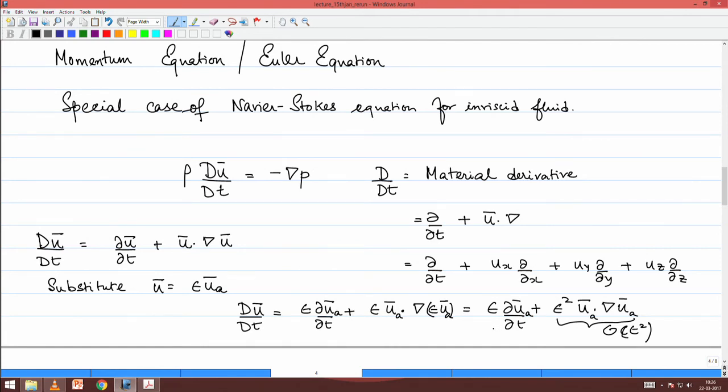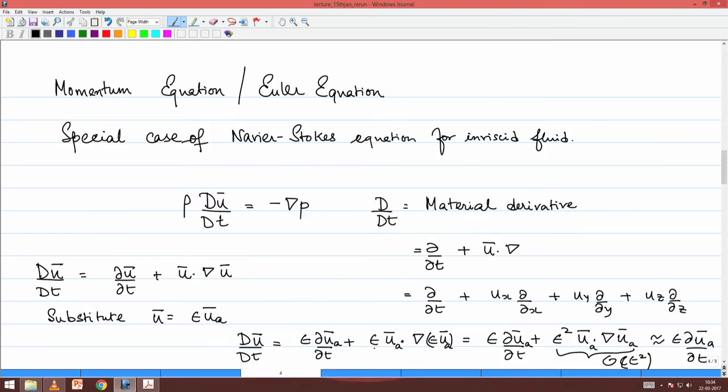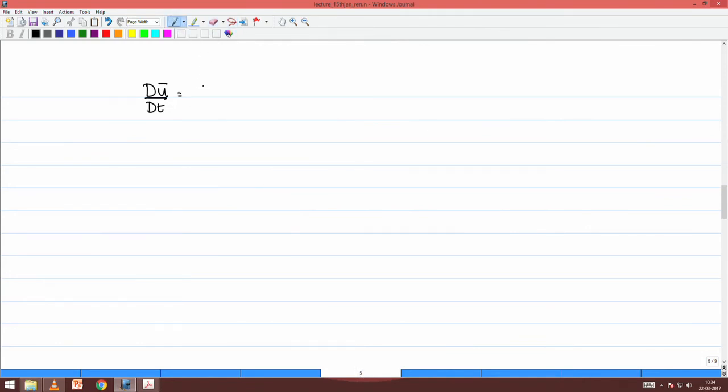So, definitely the first term is larger than the second term because it has only order epsilon sitting in front of it, whereas the second term has an order epsilon square effect and as a result is small. So, we might as well choose to ignore the second term and write this as epsilon del u a del t from here on. Therefore, the material derivative of u in the Euler equation will from here on be simplified to epsilon del u a del t. Del t is just the partial derivative with respect to time. So, what we have derived is that the material derivative du dt is equal to del u a del t for the acoustic component.